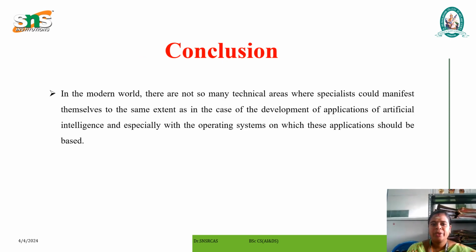Next, conclusion. In the modern world, there are not so many technical areas where specialists could manifest themselves to the same extent as in the development and application of artificial intelligence, especially within the operating system on which this application should be based. In the short overview of the present, there is practically no precedent of monopolization of this sphere by world industry leaders in the form of Microsoft, IBM, Google, and others like them.